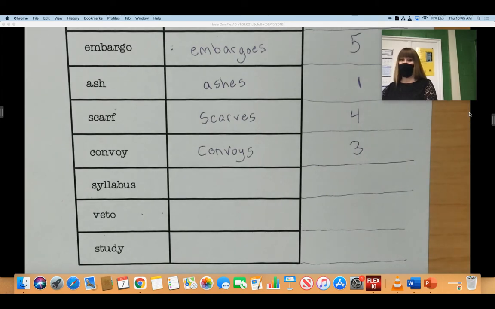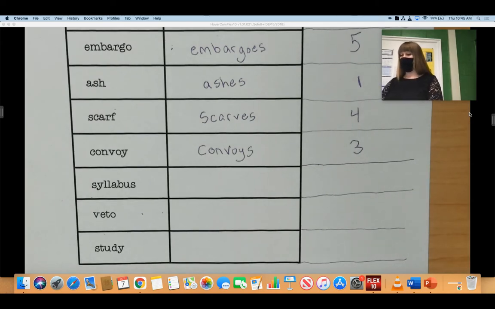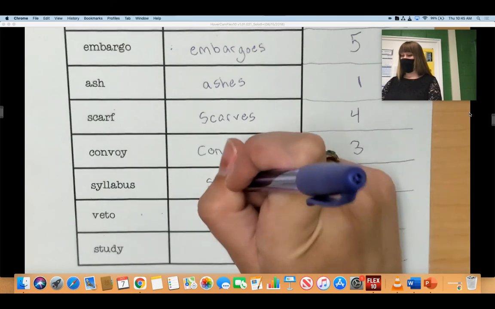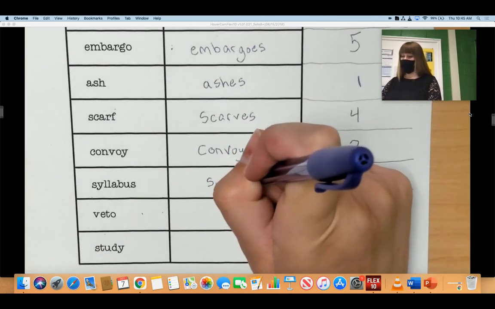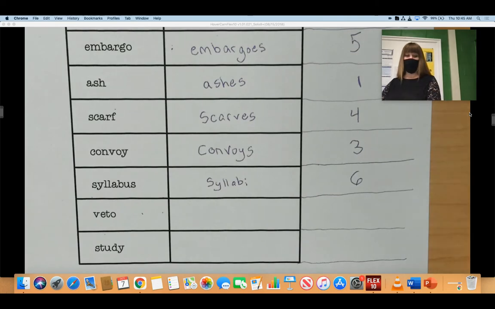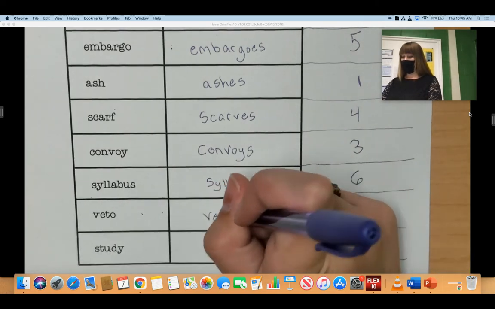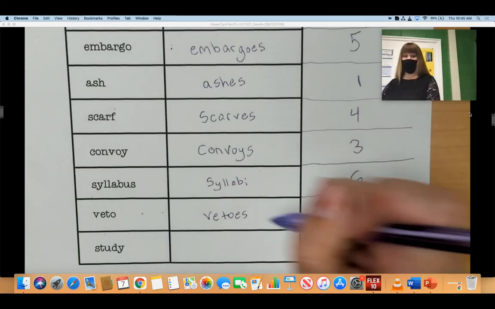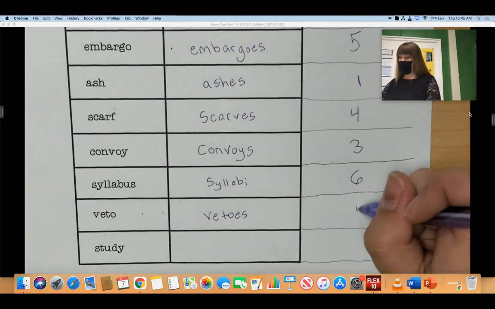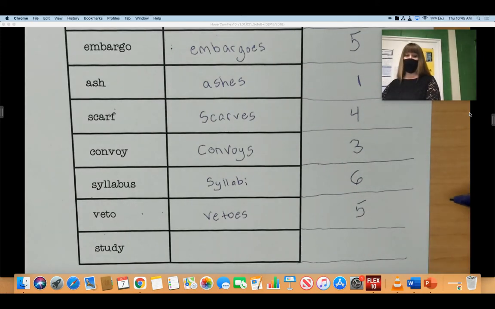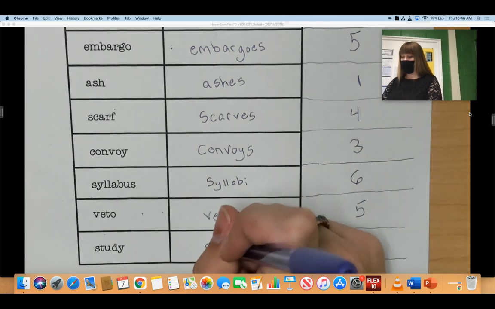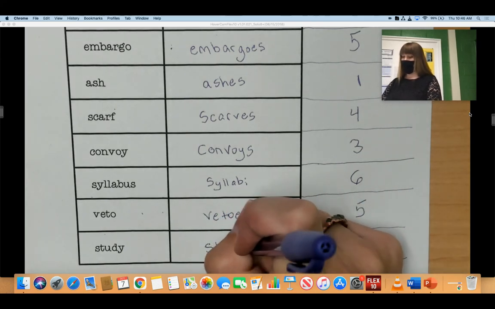Syllabus, another Latin root word with the US, goes to syllabi. And that's rule 6. Then we have veto. Vowel, consonant O goes to vetoes. Just like potatoes, tomatoes. It's rule 5. And the very last one, study, ends in Y. We drop the Y and add IES to make studies. And that is rule 2.